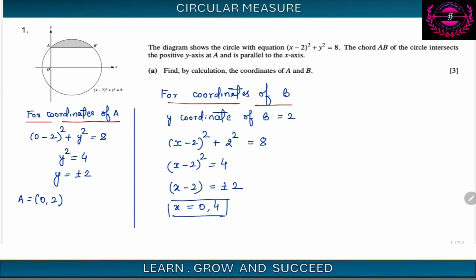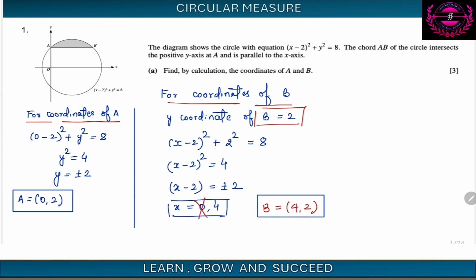So clearly it can be seen from the diagram itself that the x coordinate of B can never be 0. So I will cancel this out. The x coordinate of B is not 0. So definitely the x coordinate of B is 4, and the y coordinate of B is 2. So 4 comma 2 is the coordinates of B, and the coordinates of A are 0 comma 2. So these are our final answers. Let's move to the next question.